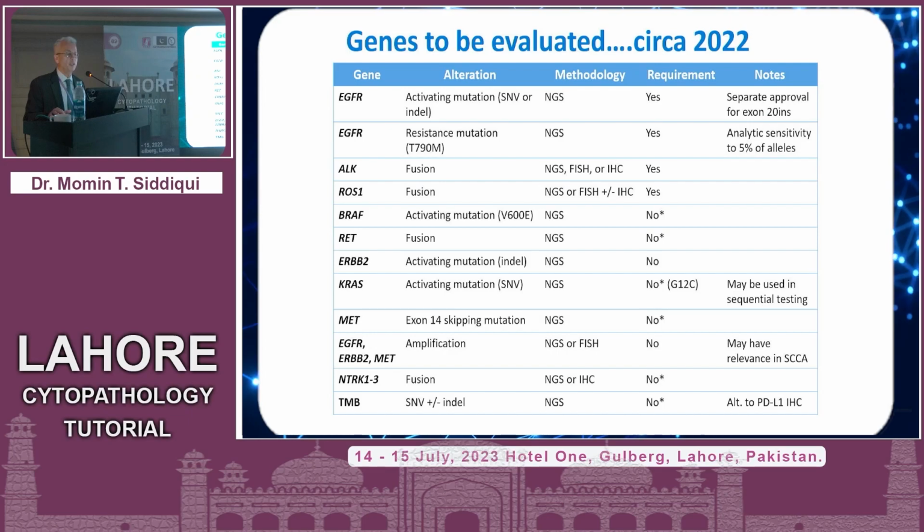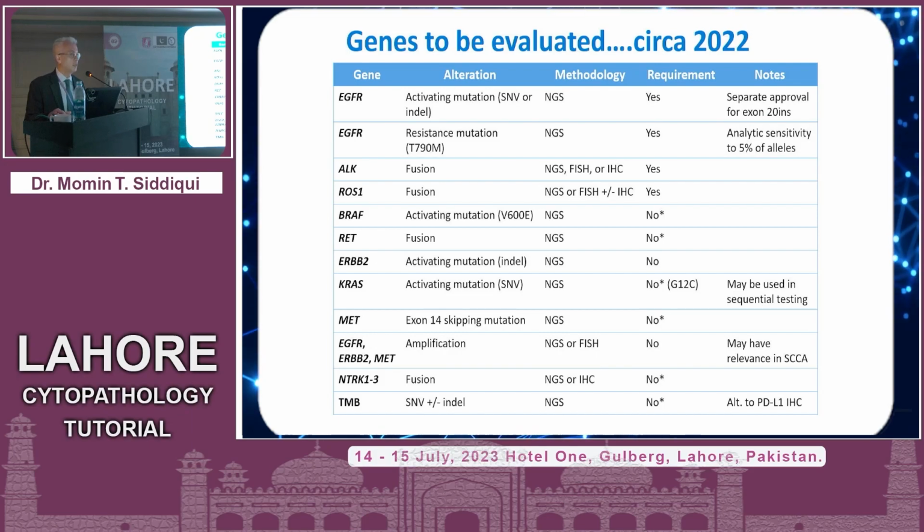So genes to be evaluated, this is from last year, 2022. So again, like I mentioned, EGFR is really important to be looked for and found. NGS would be the ideal methodology for this. ALK, which is a fusion alteration, needs to be looked for by NGS, but along with that, if necessary, even IHC or FISH can also be used for detecting this fusion.